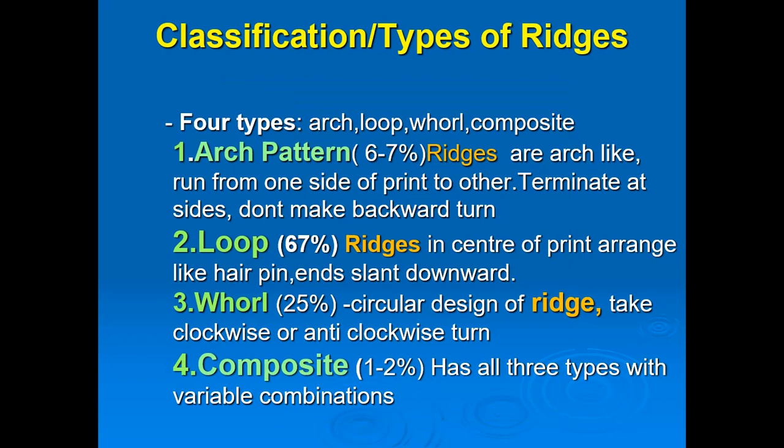Number 4, composite. This is very rare, seen in 1 to 2% of the population. So the rarest type of ridge is composite and the most common is loop. It has all 3 types with variable combinations. As its name suggests, it's a combination of all 3 above ridges.